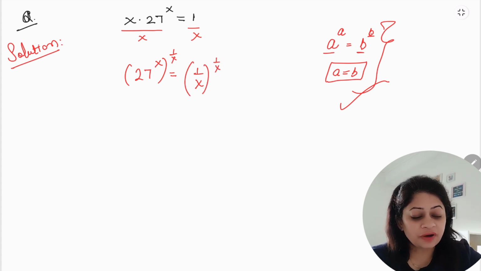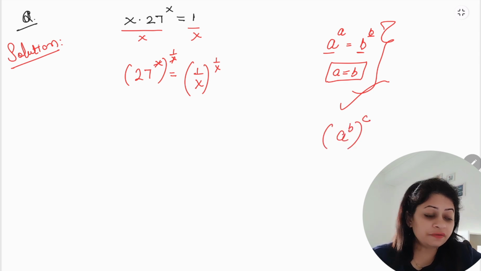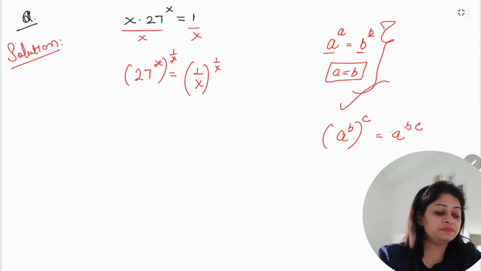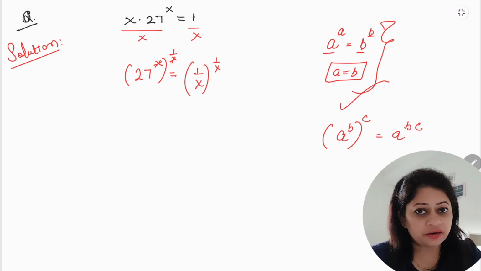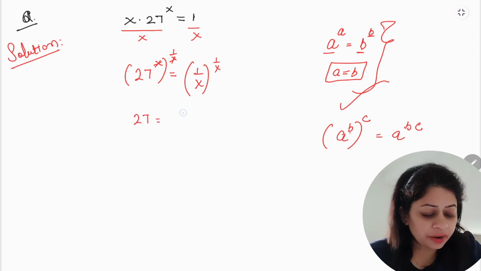Okay. Why? Then this x will be eliminated because I know that a raised to power b, raised to power c. Whenever you have a bracket, you actually multiply the powers. This b and c will get multiplied. Okay. So it would become 27 is equal to 1 by x raised to power 1 by x.